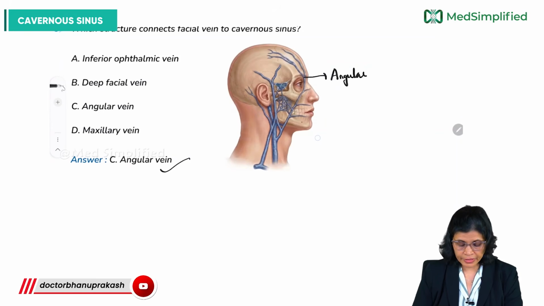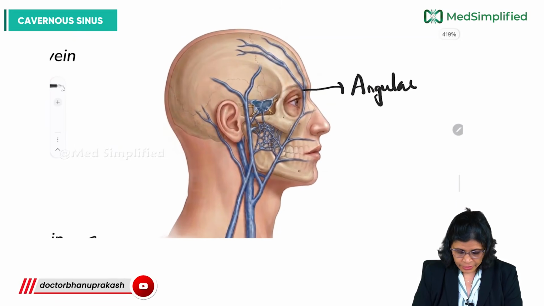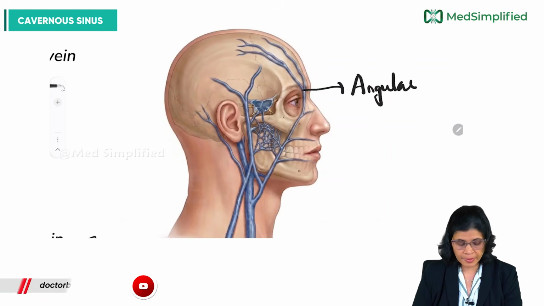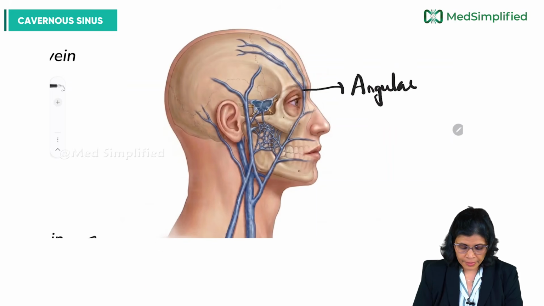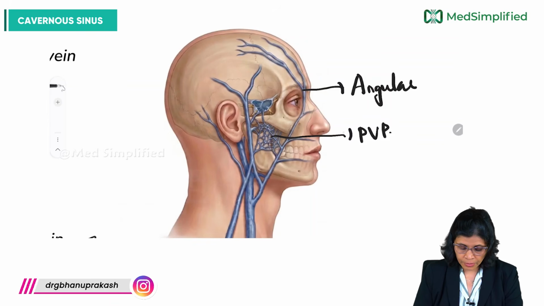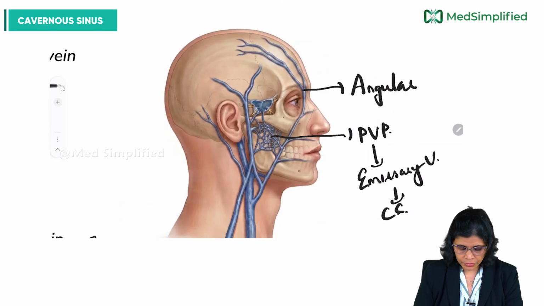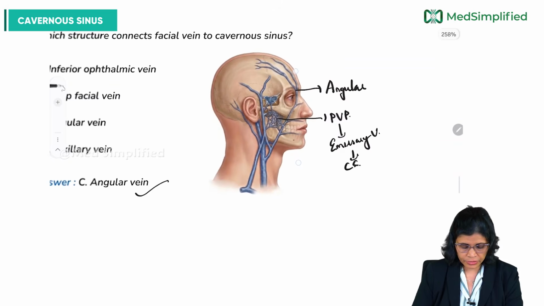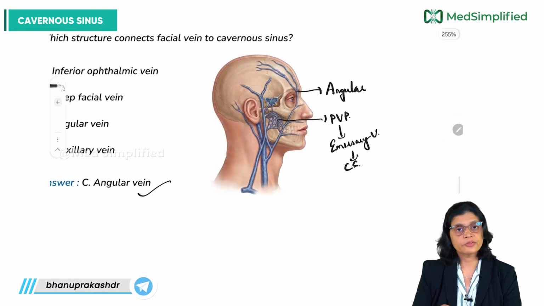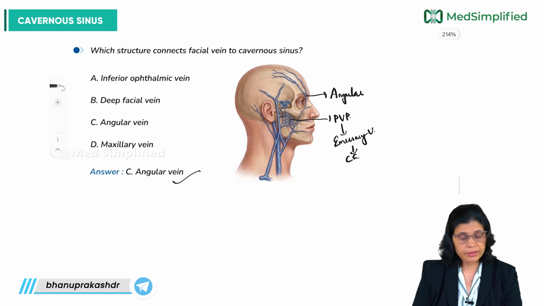Then there is deep facial vein. So when we say deep facial vein here, so the deep facial vein drains into the pterygoid venous plexus, and from the pterygoid venous plexus here, this is the pterygoid venous plexus. So from here through the emissary veins, it will go to the cavernous sinus. Okay, so it goes to the cavernous sinus. So these are the two ways. So we need to see what they have given. So if it is just facial vein, then angular vein here will be the right choice.